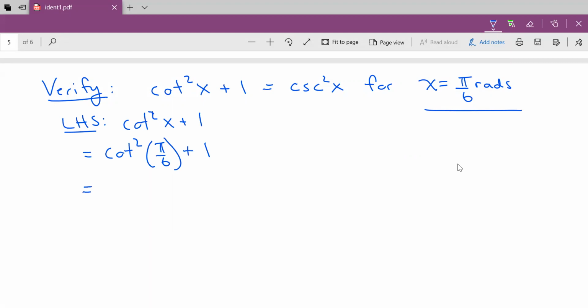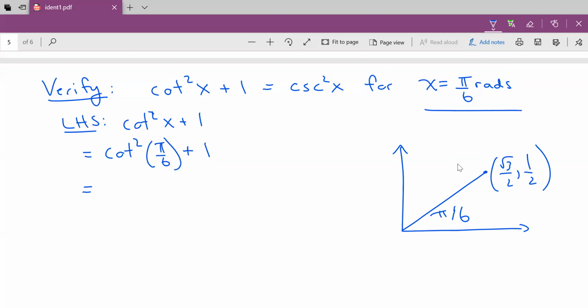Now, I'm going to use exact values here because this is my unit circle. So pi over 6. Well, if I think of my unit circle, here's pi over 6. That's root 3 over 2 and a half. So what's the value of cotangent pi over 6? Well, that would be x over y. Well, that's going to be root 3. So this is root 3 squared plus 1, 3 plus 1, 4.